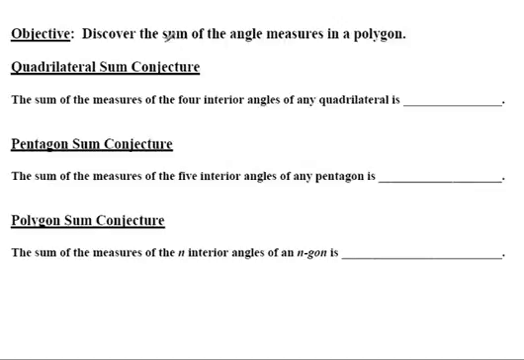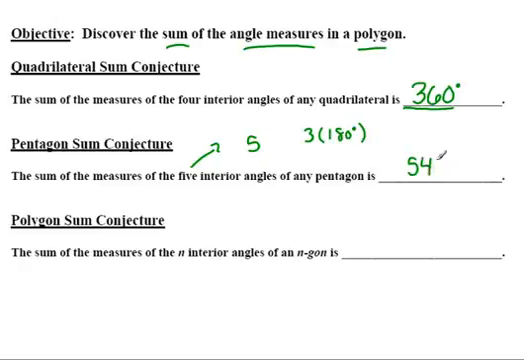Our goal again today is to discover the sum of the angle measures in any polygon. Specifically for quadrilaterals, the sum of the measure of the 4 interior angles of a quadrilateral, when those all add together, you can think of a square or any quadrilateral you want, they always add together to be 360 degrees. For a pentagon, remember there's 5 sides, the sum of the 5 interior angles is basically 3 times 180 degrees. Well, that will give us 540 degrees. So any pentagon, no matter how you draw it, the sum of the interior angles is always going to be 540.